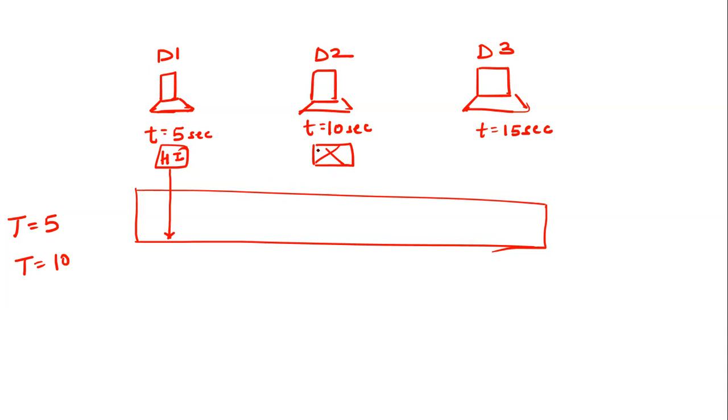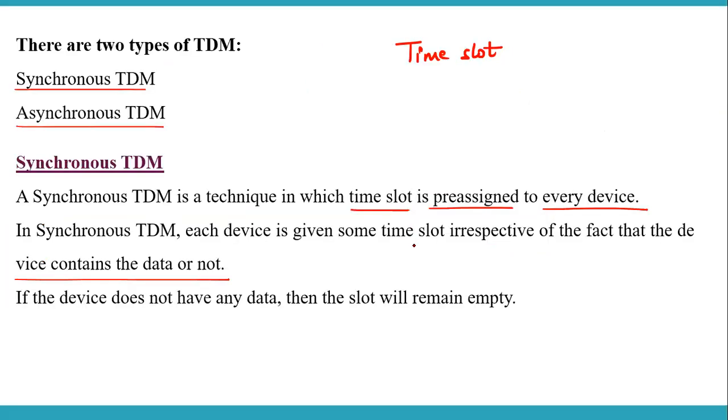So you are understanding what I'm trying to say here? अगर D2 के पास कोई मैसेज नहीं भी है अपने टाइम स्लॉट पे, so this time slot will remain empty. It will not happen कि कोई दूसरी डिवाइस जिसके पास ज्यादा डेटा है उसको we will allow to send the message. So it has to wait, this device has to wait for the allotted time slot, and when your time will occur, then ही आप यहाँ पे मैसेज आगे भेज सकते हो. So this is what is written here. In synchronous TDM, each device is given some time slot irrespective of the fact that the device contains data or not. So if the device does not have any data, the slot will remain empty.